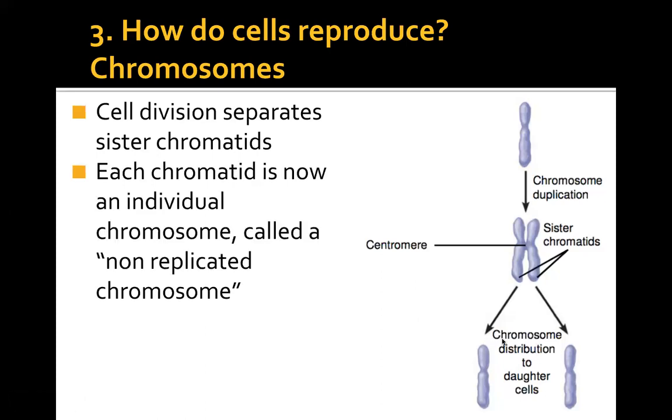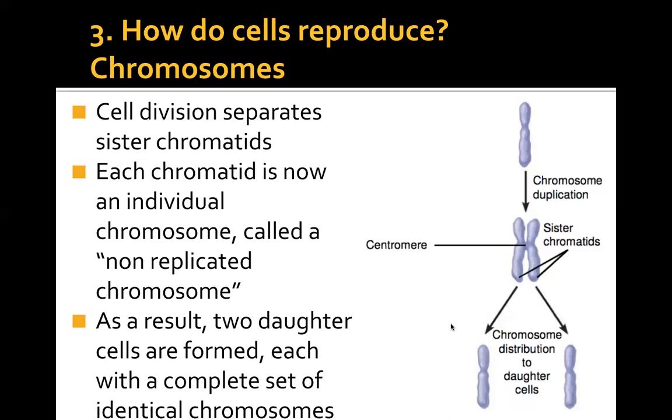Once those chromosomes have separated, and the 2 sister chromatids have gone to their individual daughter cells, we now call that line a non-replicated chromosome. So a replicated chromosome is when it's in its X shape and it has the 2 identical halves. A non-replicated chromosome is when it's in its I shape and it only has 1 copy of the DNA. And as a result, we get 2 daughter cells that each have an identical set of DNA.